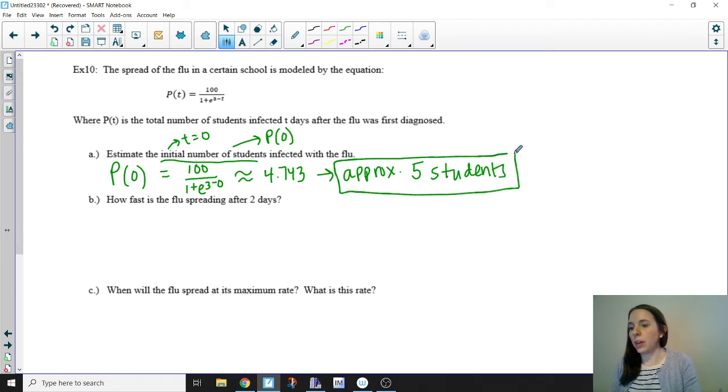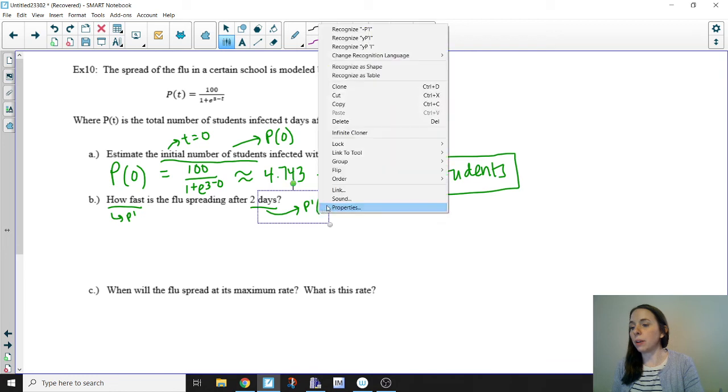So again, what I want to highlight there is that you did not need to find a derivative because you didn't see anything asking you about its rate of spread. Just initial number of students means use the original function given. However, in part B, notice that the question is now how fast is the flu spreading? And because of that indication of a rate, in particular, we're looking for after 2 days, we do need to find now P prime. Or here, after 2 days, it's going to be P prime of 2.